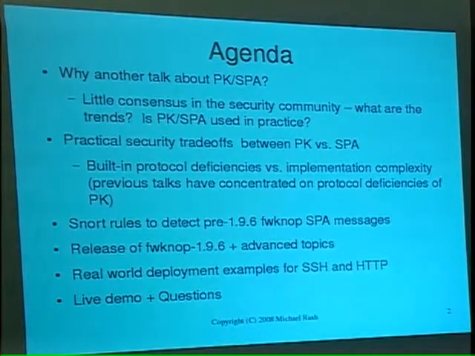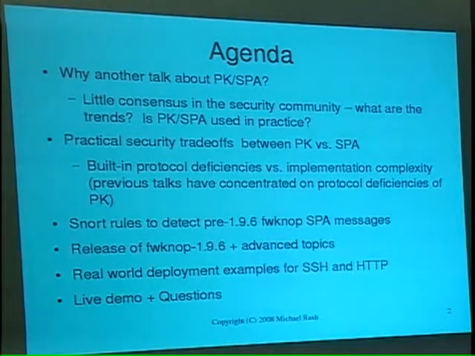So why another talk about port knocking and SPA? I think that there's not really very much consensus yet in the security community about whether or not this technology is actually useful. And I think that trying to get the message out is always a good thing. I also look forward to feedback from the community about whether or not the technology is used by you folks out there or not.